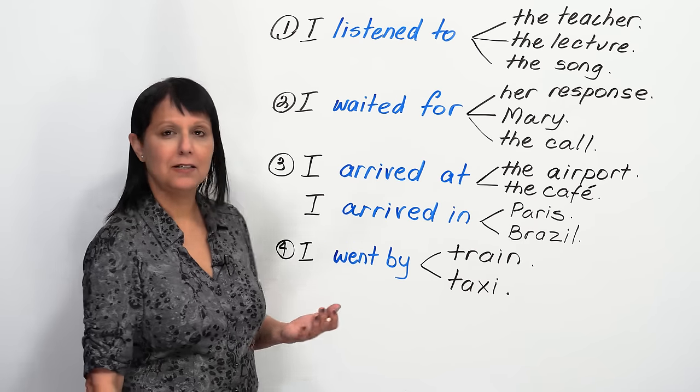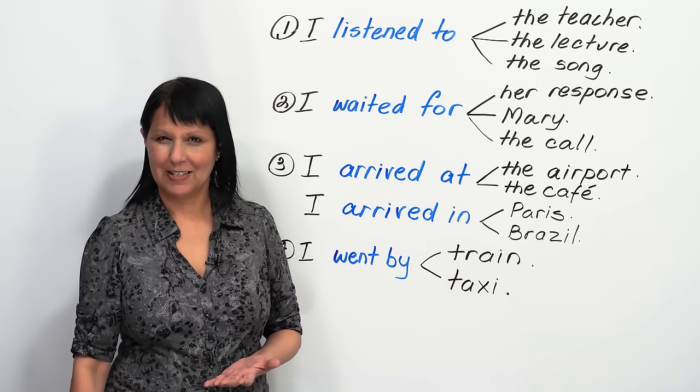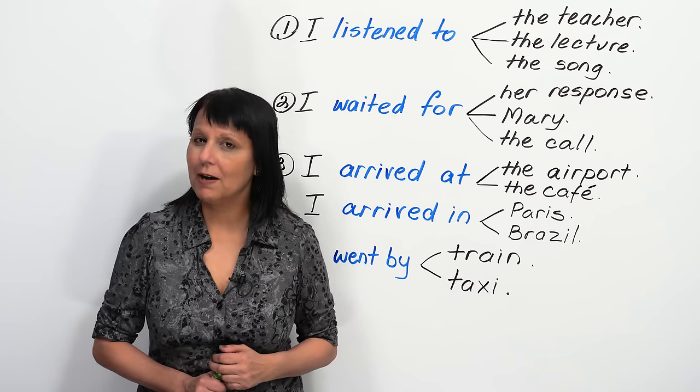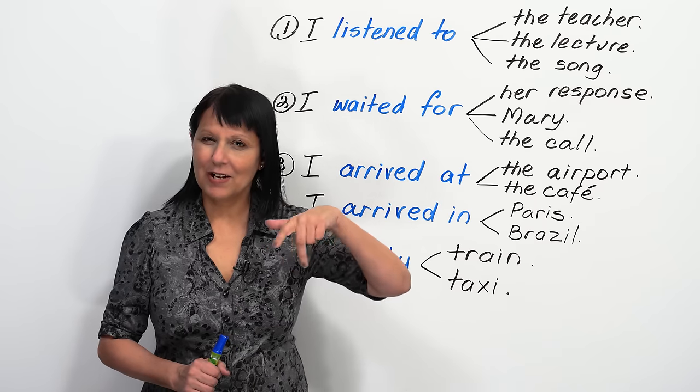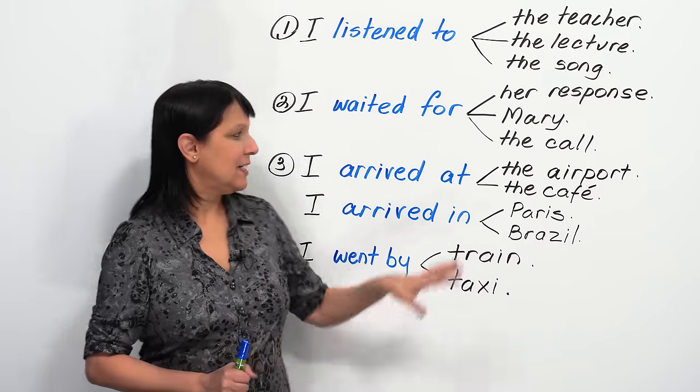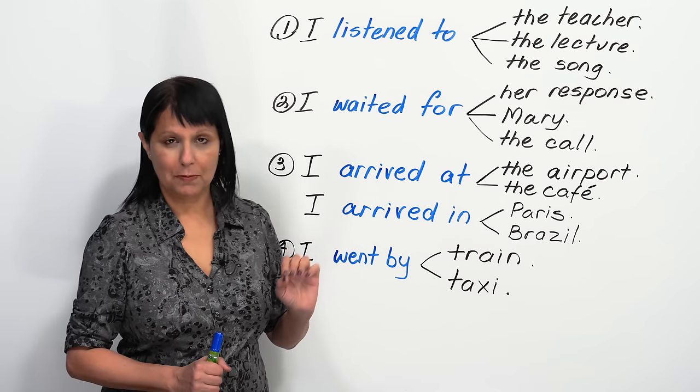I went by taxi. Do you remember the one which was an exception where we don't say "by"? I went on foot. Okay, good. All right. So with these, we use prepositions.